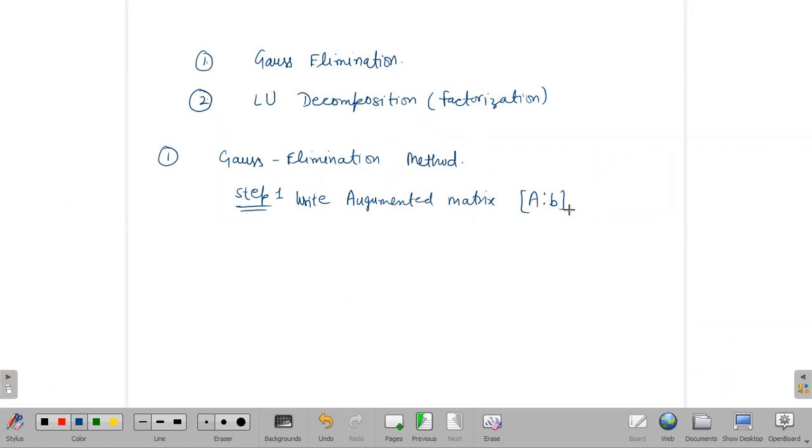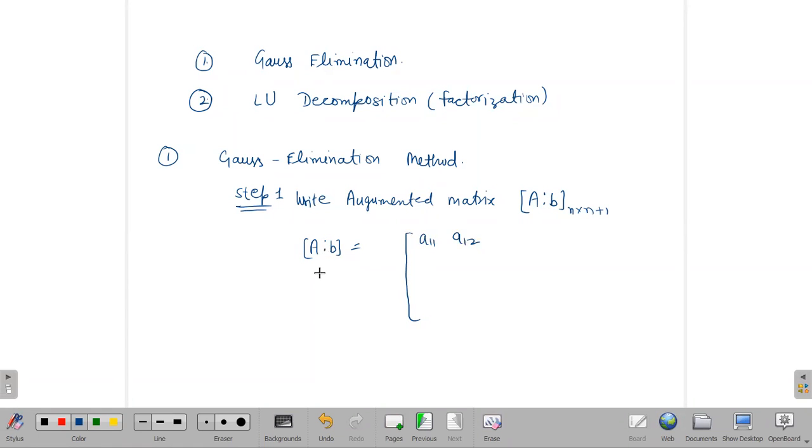Now it will become an n cross n plus 1 matrix, no? Because its order is n cross n plus 1. That will increase the column here. So now it is A colon B here. So what will be your matrix here? A colon B. So it will be like A11, A12.